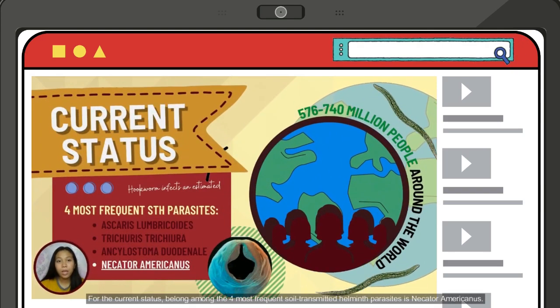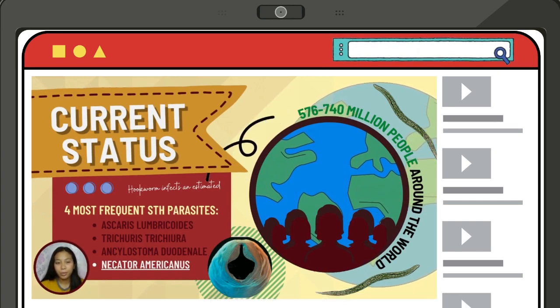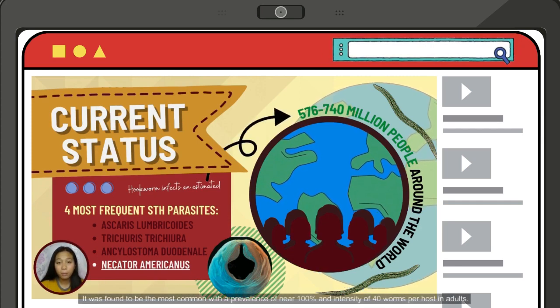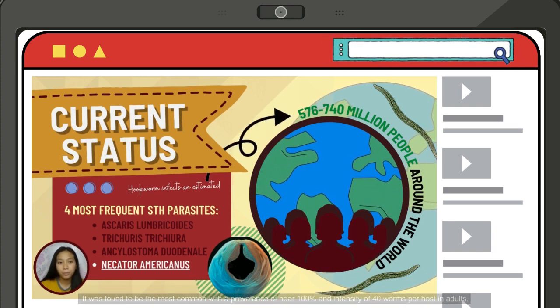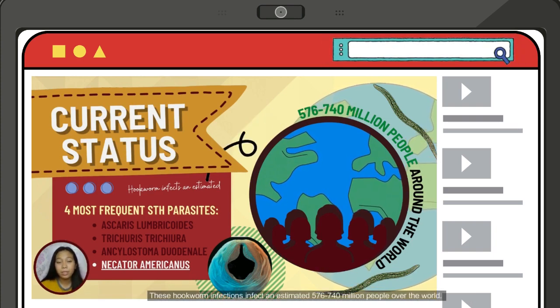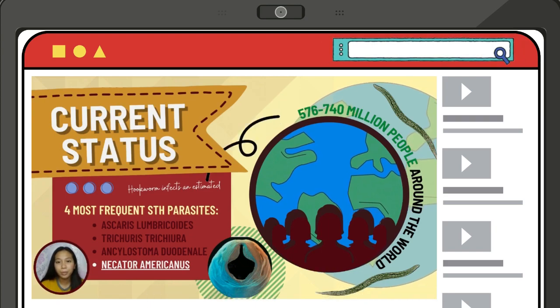For the current status, among the 4 most frequent soil-transmitted helminth parasites is Necator americanus. It was found to be the most common, with a prevalence of near 100% and intensity of 40 worms per host in adults. These hookworm infections infect an estimated 576 to 740 million people all over the world.